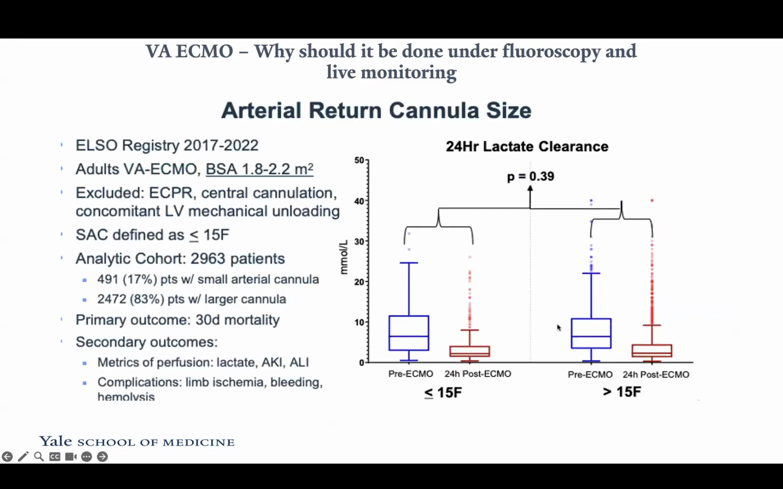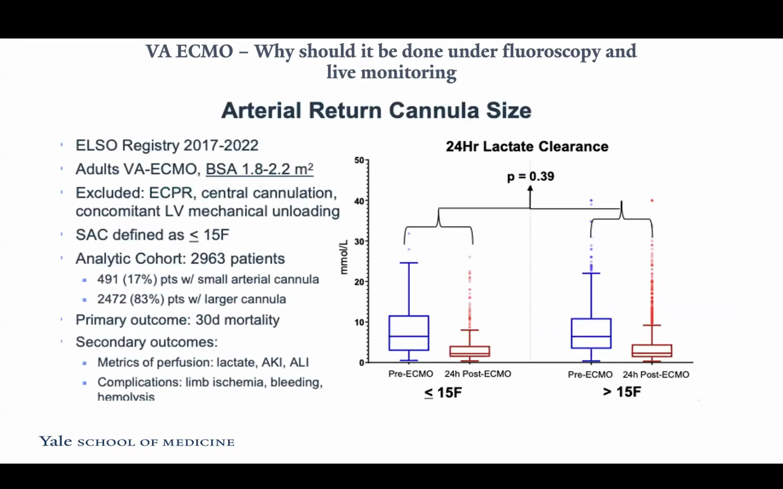So that's been looked at using ELSO, the largest registry of ECMO, looking at different cannula sizes and trying to adjust for as many variables as possible. Again, it's observational and retrospective. But in terms of perfusion, using a smaller cannula for the first 48 hours doesn't make any major difference in lactate clearance, which is an independent predictor of outcomes in shock. But it was also associated with less limb ischemia, as you can imagine.